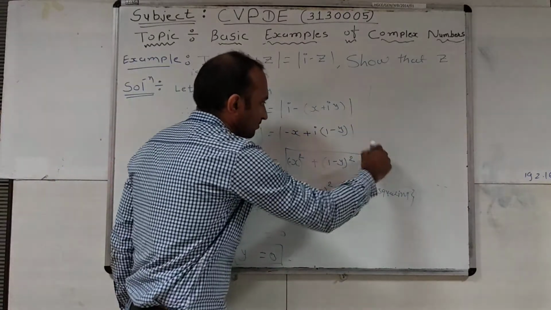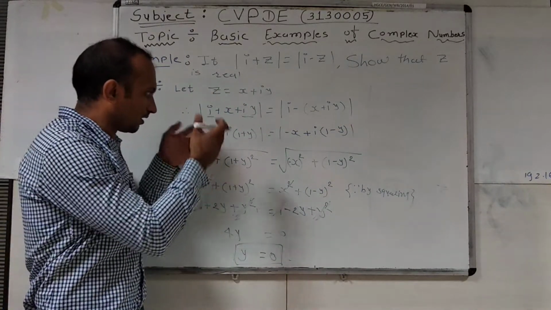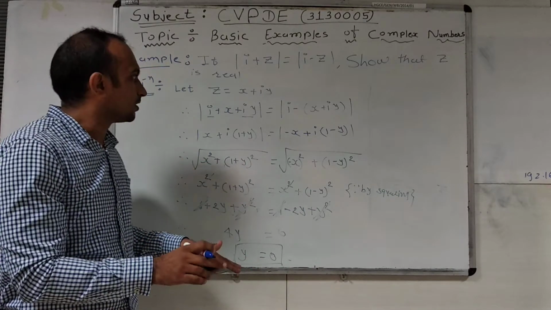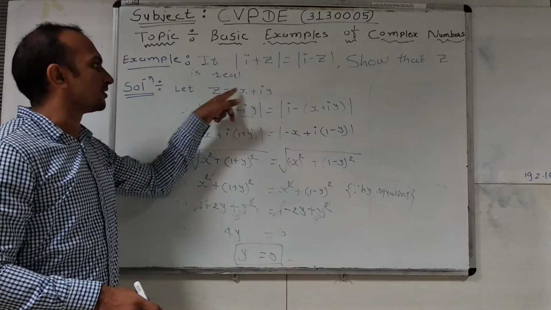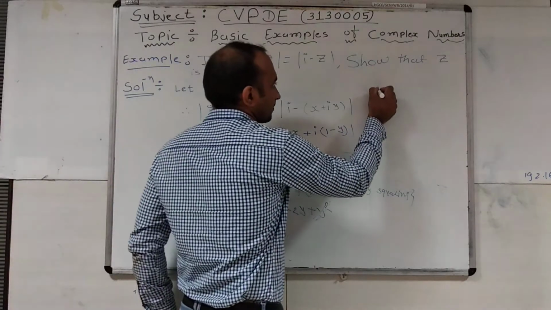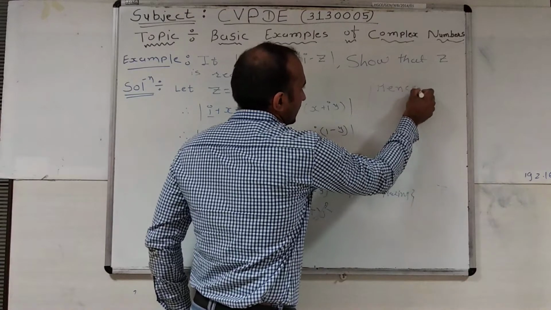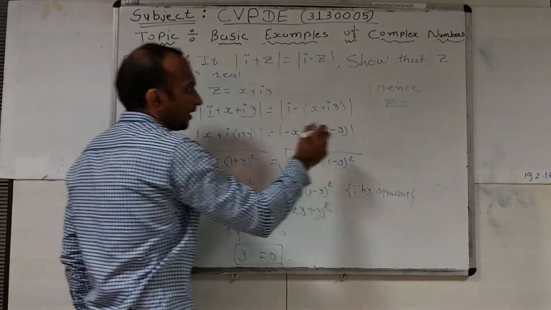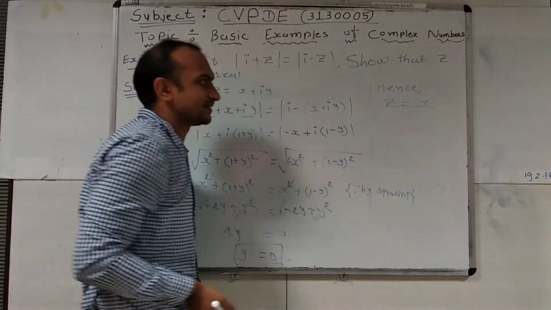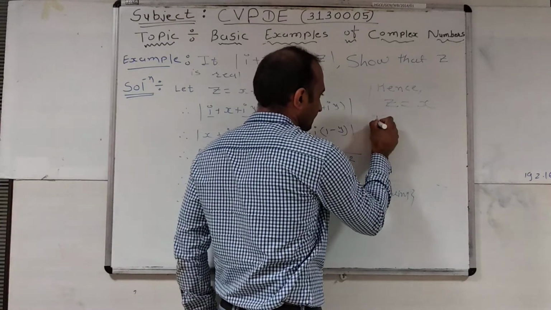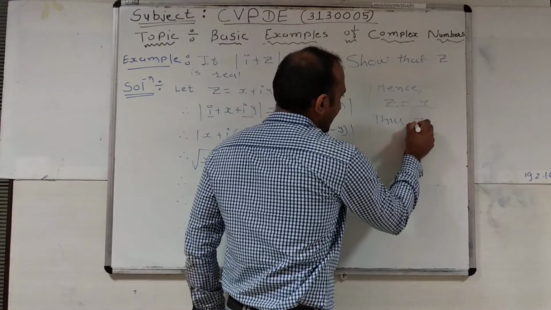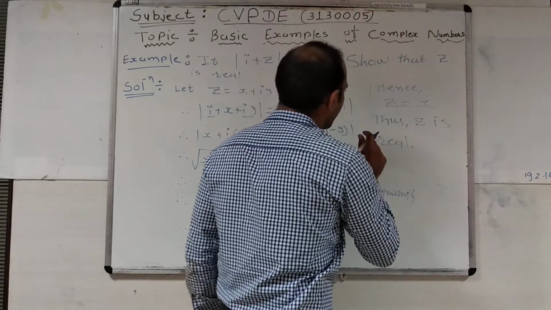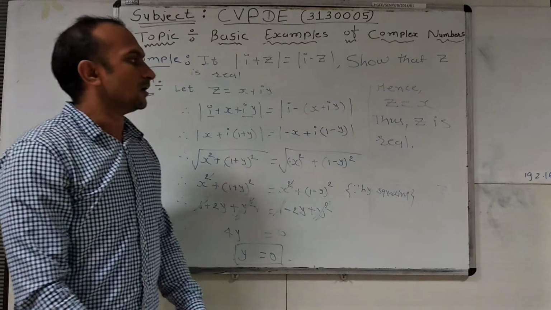Okay, so y is 0, but it doesn't matter what x is, because x is not given in this solution, that means x is any unknown. So put this y equal to 0 in our supposition z, so z equals x, since the imaginary part is 0. Thus z is real, that means only the real part exists, imaginary part is 0.